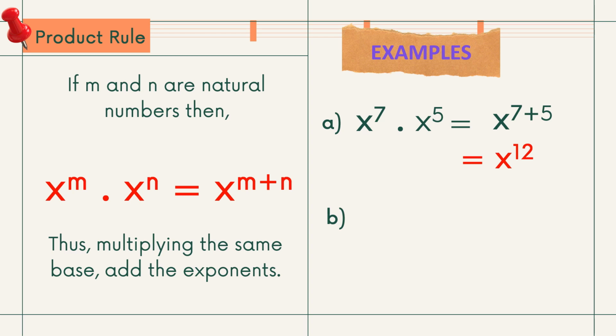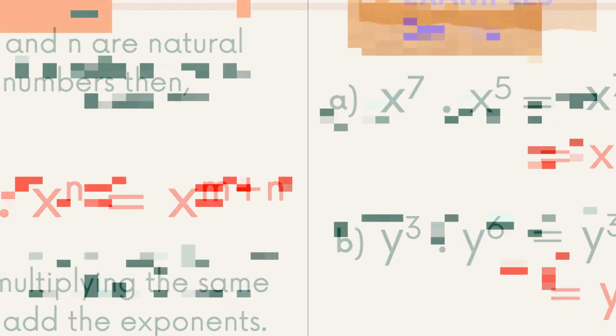Another example. y to the cube times y to the 6. This is equal to y raised to the power of 3 plus 6. Then we're going to add the exponents. The answer is equal to y to the 9th.